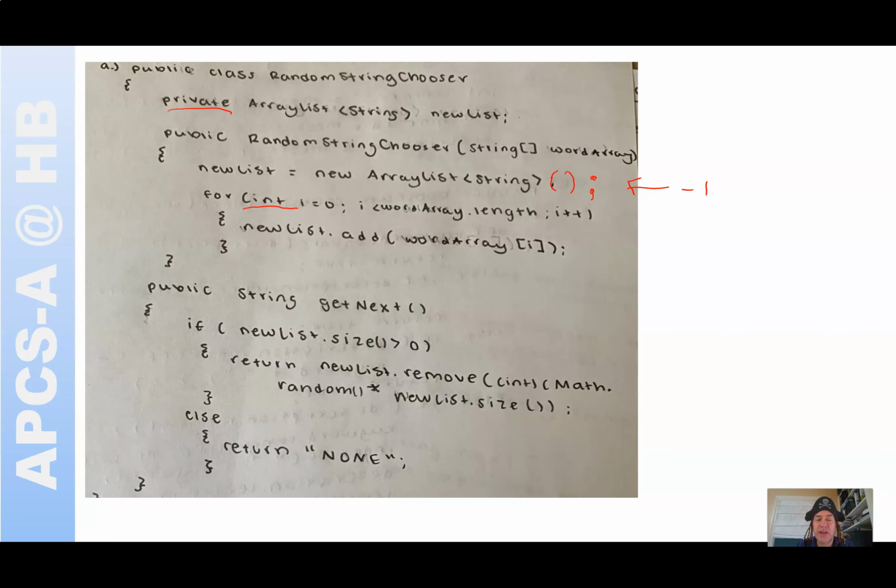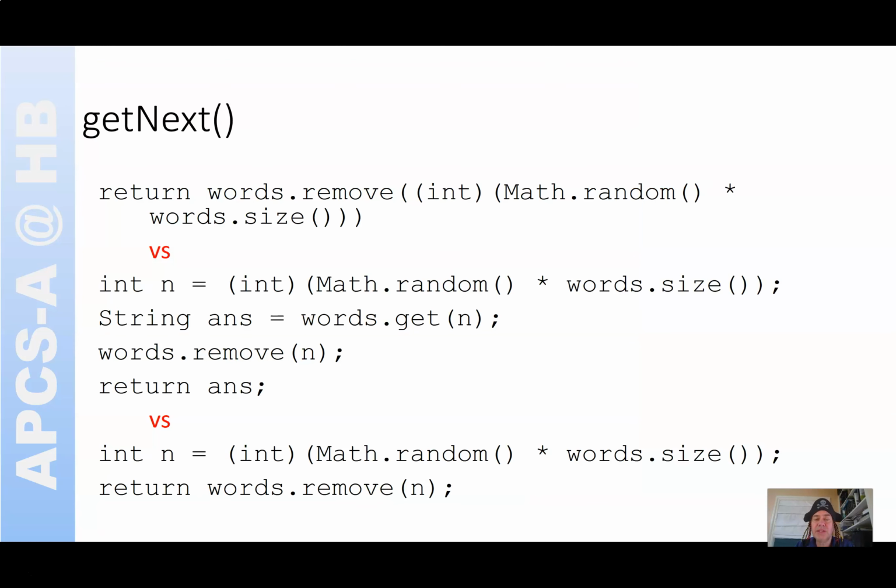The way that you wrote getNext, basically you want to check: is the size 0, and then either return none. Is the size 0? If it is, you return none. If it's not, you remove an item and return it. So lots of different ways to do it.